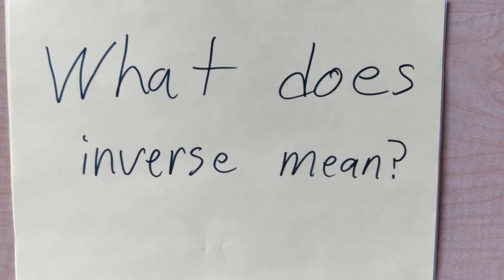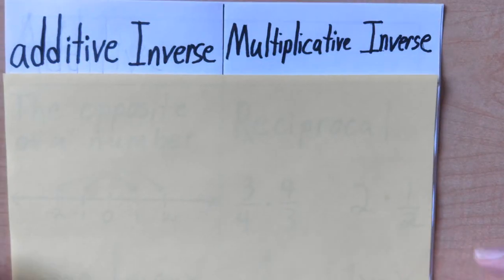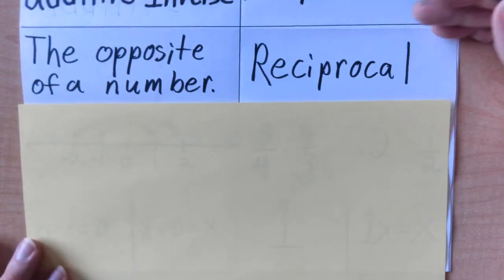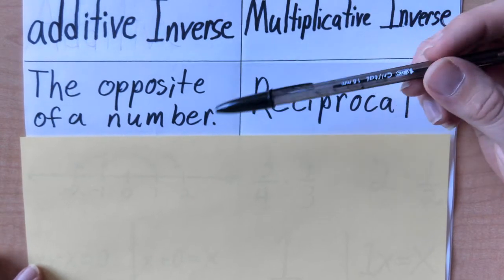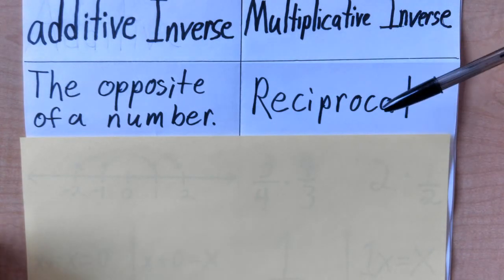What does inverse mean? Well, let's take a look. We're going to be looking at the additive inverse and the multiplicative inverse, which is a fancy way of saying inverse for multiplication. All right. Additive inverse is the opposite of a number. The multiplicative inverse is the reciprocal.